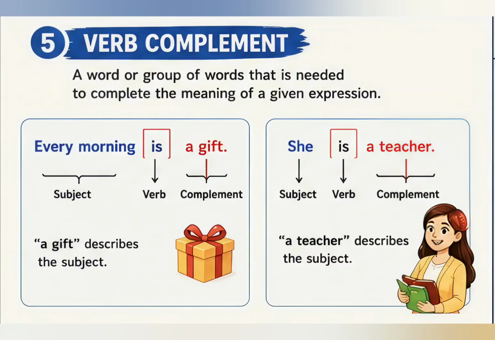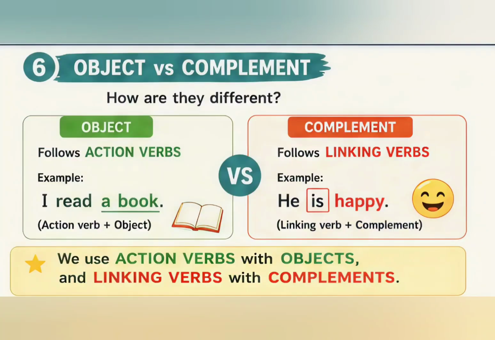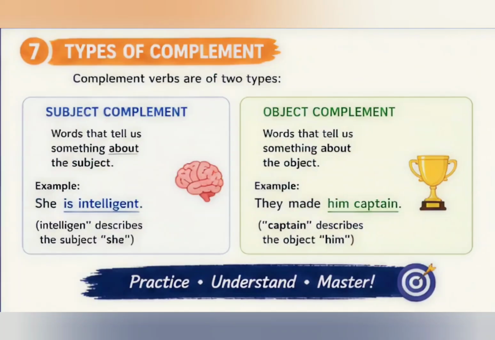So these kinds of phrases or groups of words which are used to describe the subject are known as complements. Now how are they different from objects, class? You have to identify whether the word present right after the verb is an object or a complement. Understand that when we talk about objects, we use action verbs, whereas when we talk about complements, we use linking verbs. Complements are also divided into two types, that is subject complement and object complement. Words that tell us something about the subject are known as subjective complements or subject complements, and the words that tell us something about the object are known as objective complements or object complements.